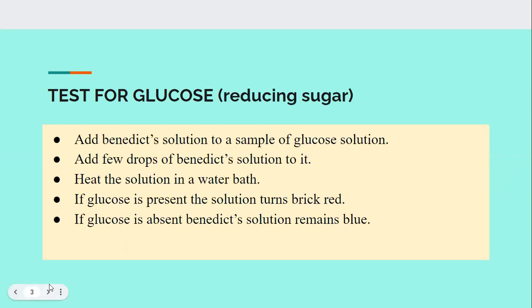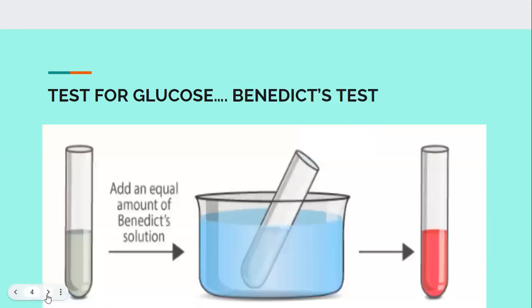Test for glucose, or reducing sugar test. What we are doing in this test is taking some glucose solution. See the first test tube. You have taken some glucose solution and you have to add an equal amount of Benedict solution. Benedict solution contains copper sulfate, so it is blue in color.